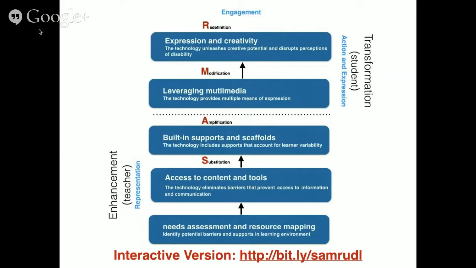This is a resource I want to share with you. This is a framework that I've developed to help me think about app selection. It all starts with needs assessment and resource mapping. So really thinking about what do you already have in your environment that you could be using to make it more inclusive and to provide supports for students. And then where are the barriers? Where are those points where students are not being able to access resources and information?